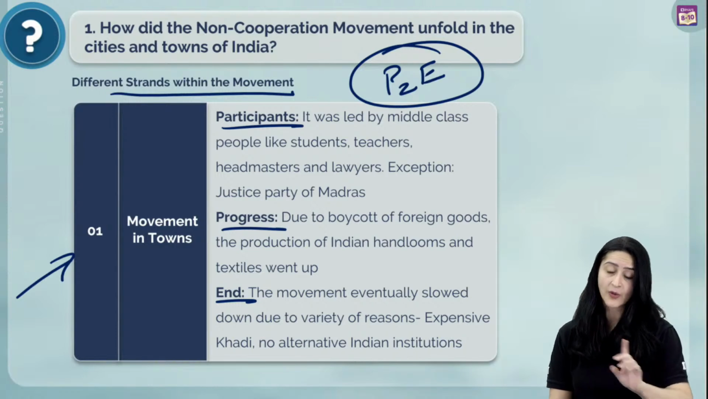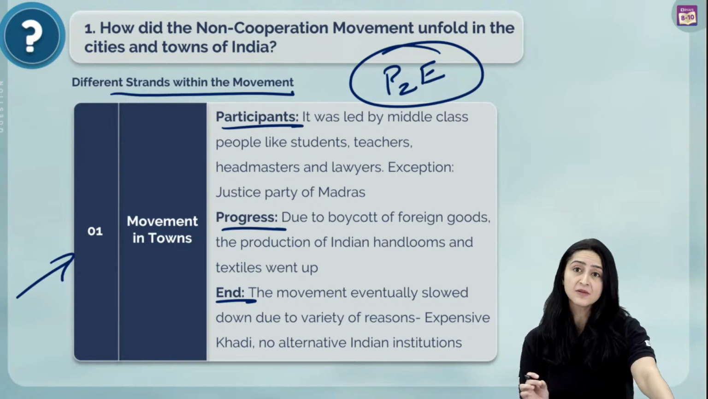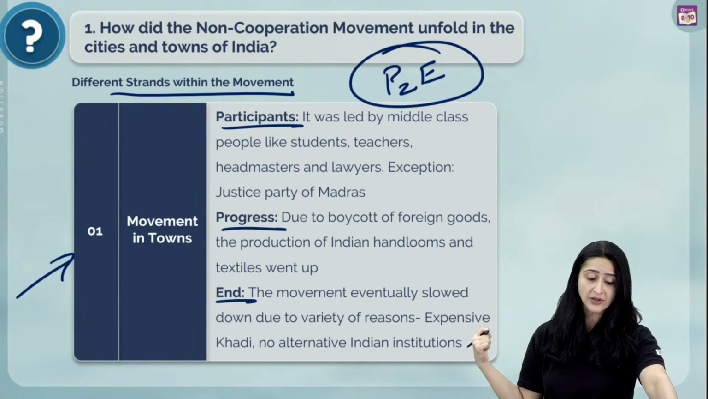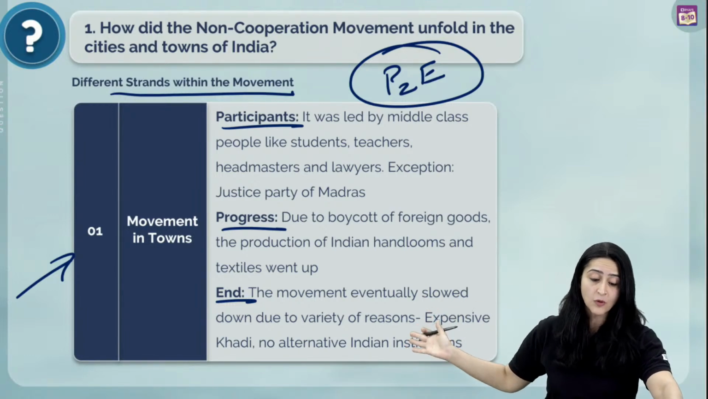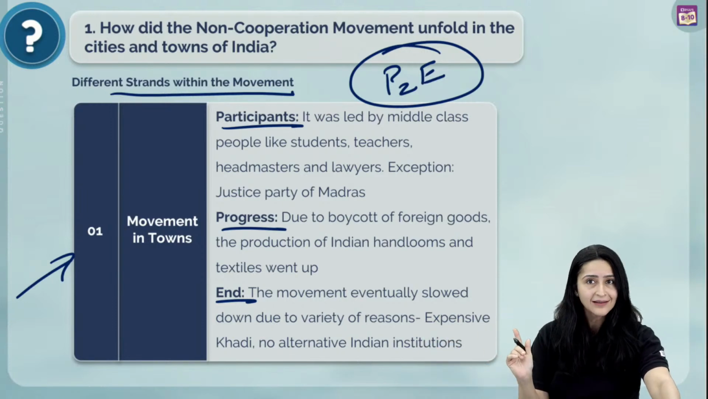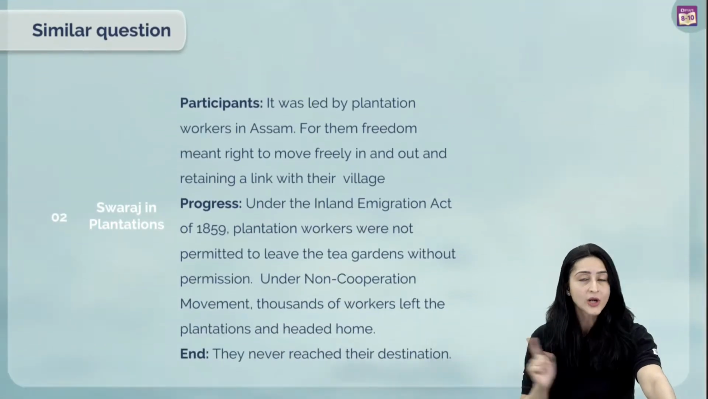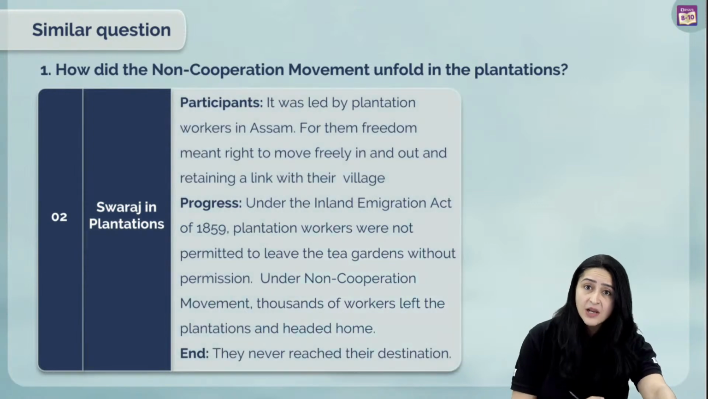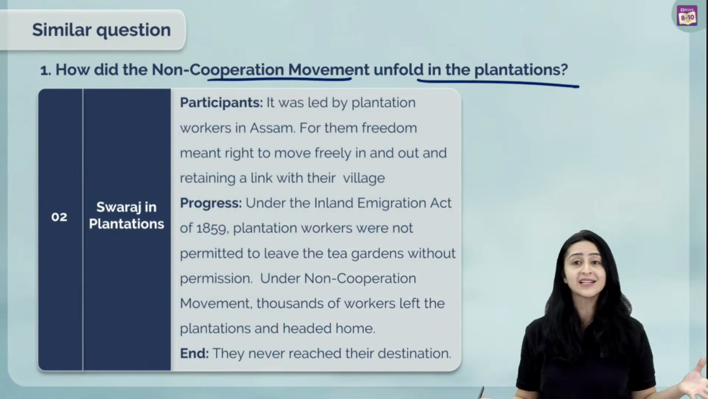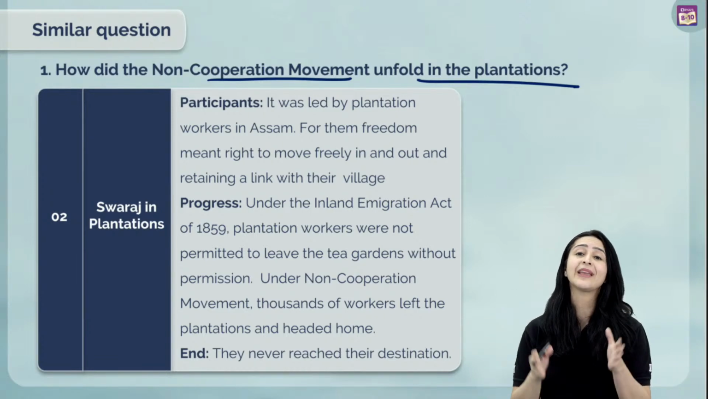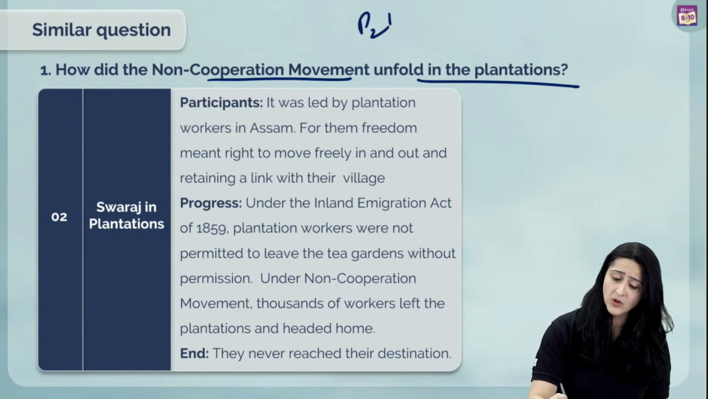Now, the question asked by the CBSE is about the movement in the towns, as in how did the non-cooperation movement unfold in cities and towns of India. But you could get a similar question which asks how the non-cooperation movement unfolded in the plantations. Once again, we have covered this with the formula P2E.